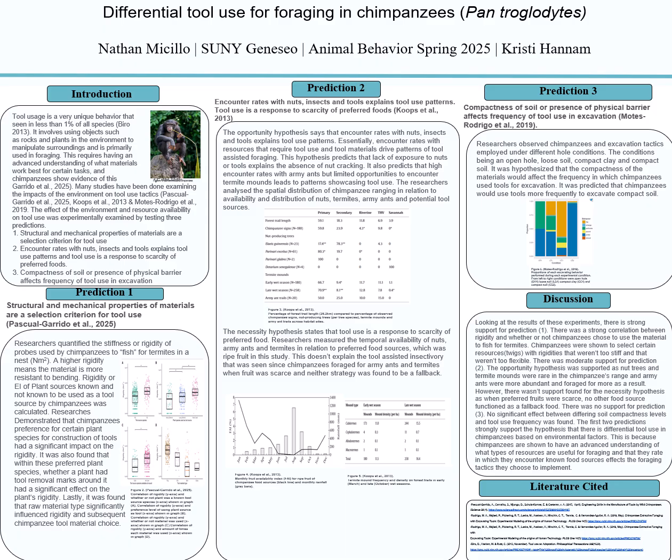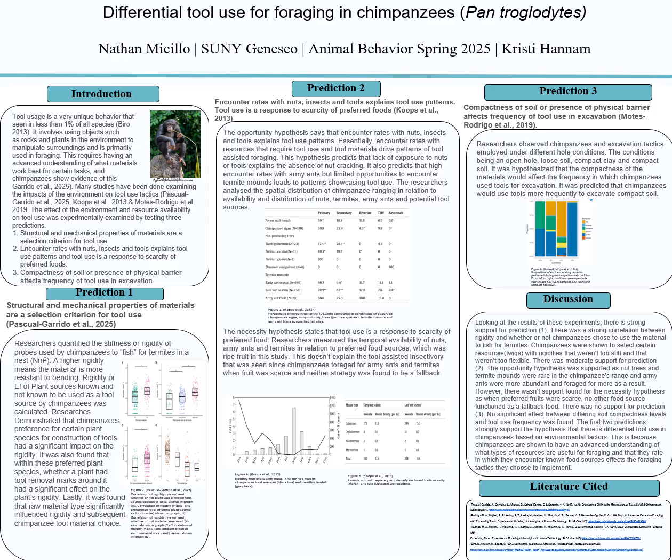And the final graph, they just compared the rigidity of the plant sources that any of the chimpanzees had tried to use to fish. On the left is the most prevalent tool source used, and that was a stick. Going to the right was a vine with far less, bark with far less than that, and grass, which was only used a handful of times. And basically it was found that raw material types significantly influenced rigidity and subsequent chimpanzee tool material choice.